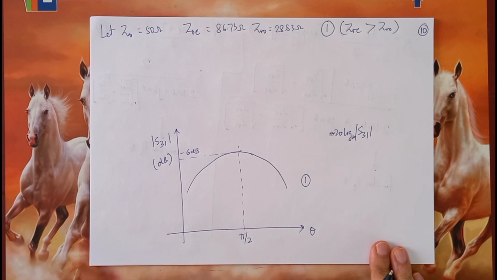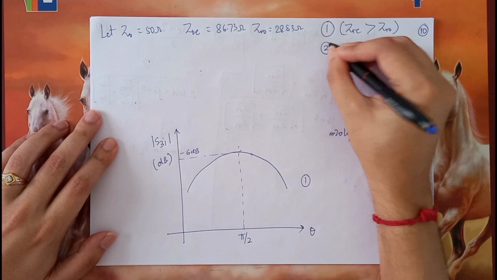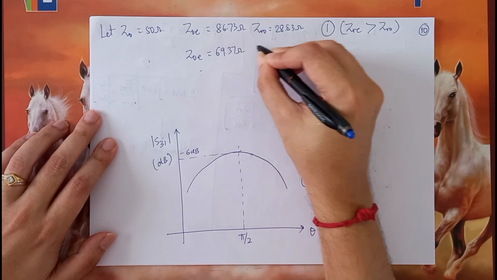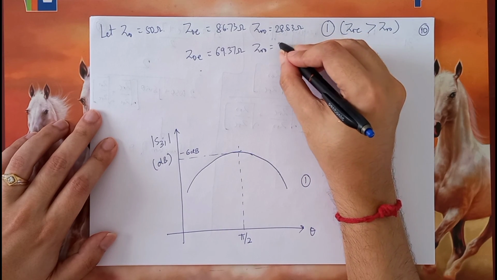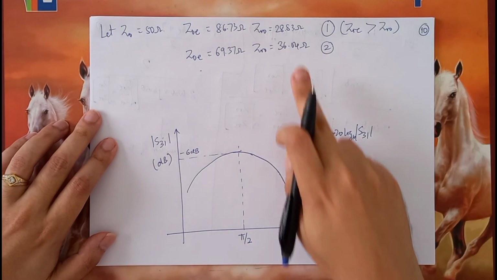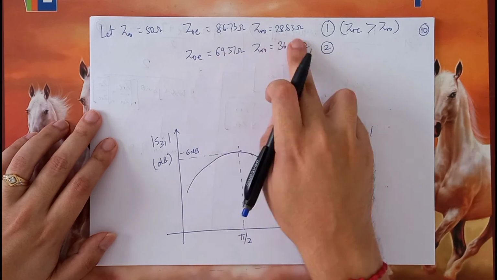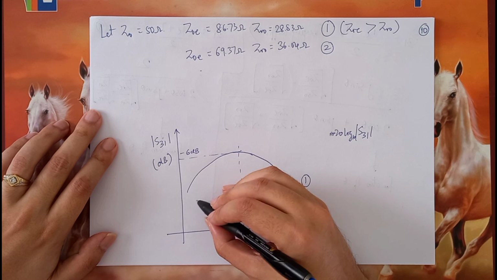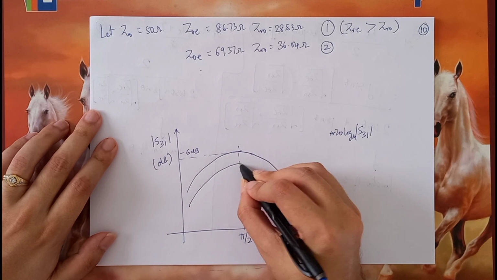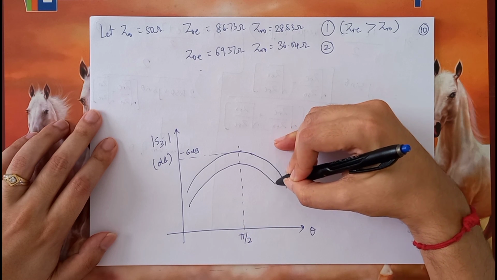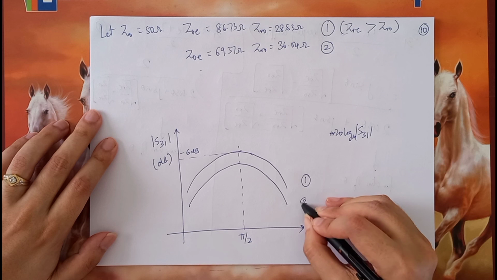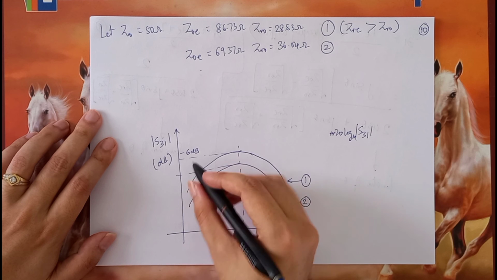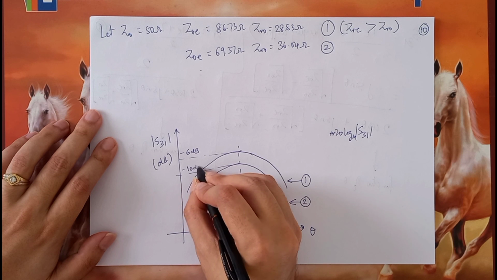Let us take case 2. Case 2 is Z0E is 69.37 ohms and Z0O is 36.04 ohms. Again, you can show that the geometric mean of these is 50 ohms. So what you will see is again something like this. We will call it as, this is case 1, this is case 2, and the magnitude over here comes out to be around minus 10 dB.